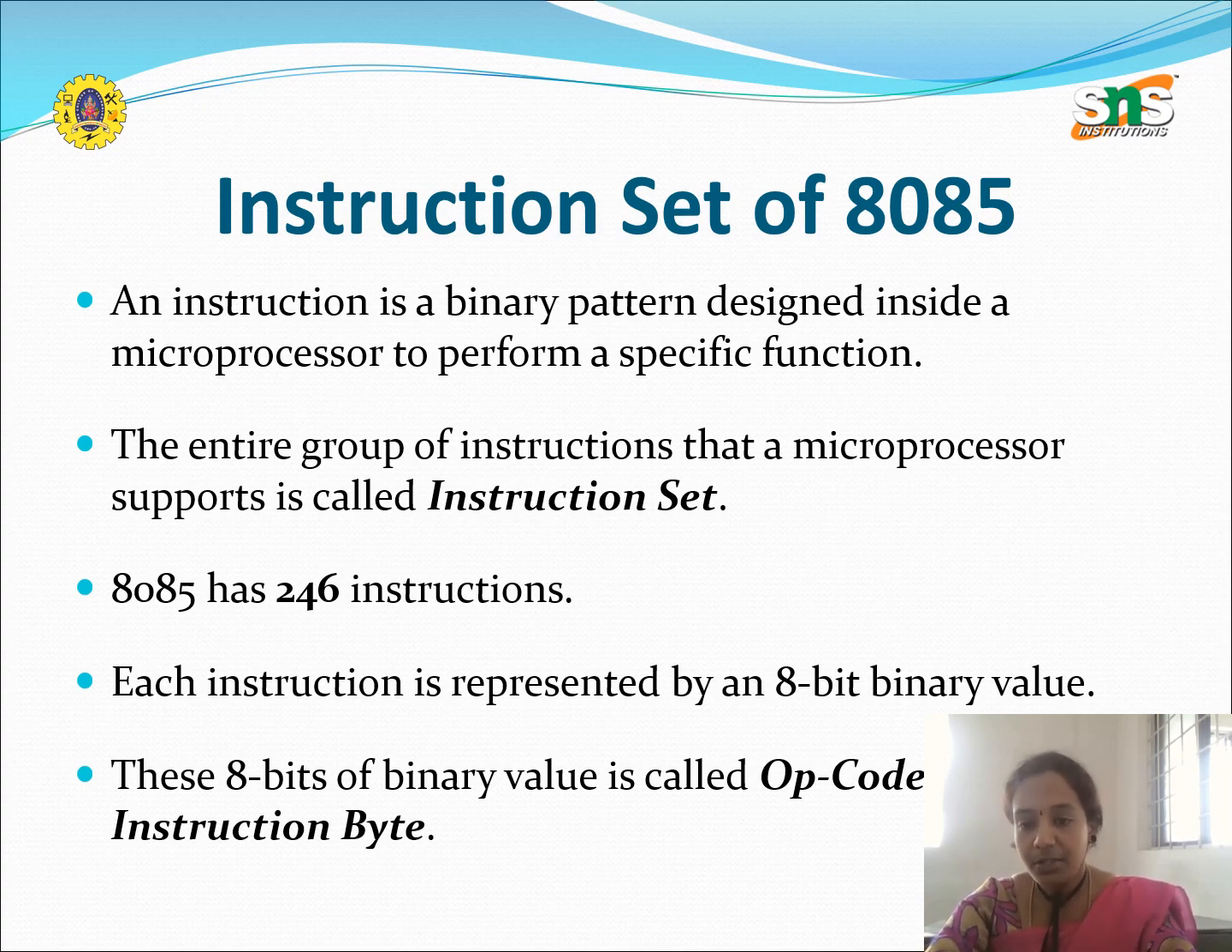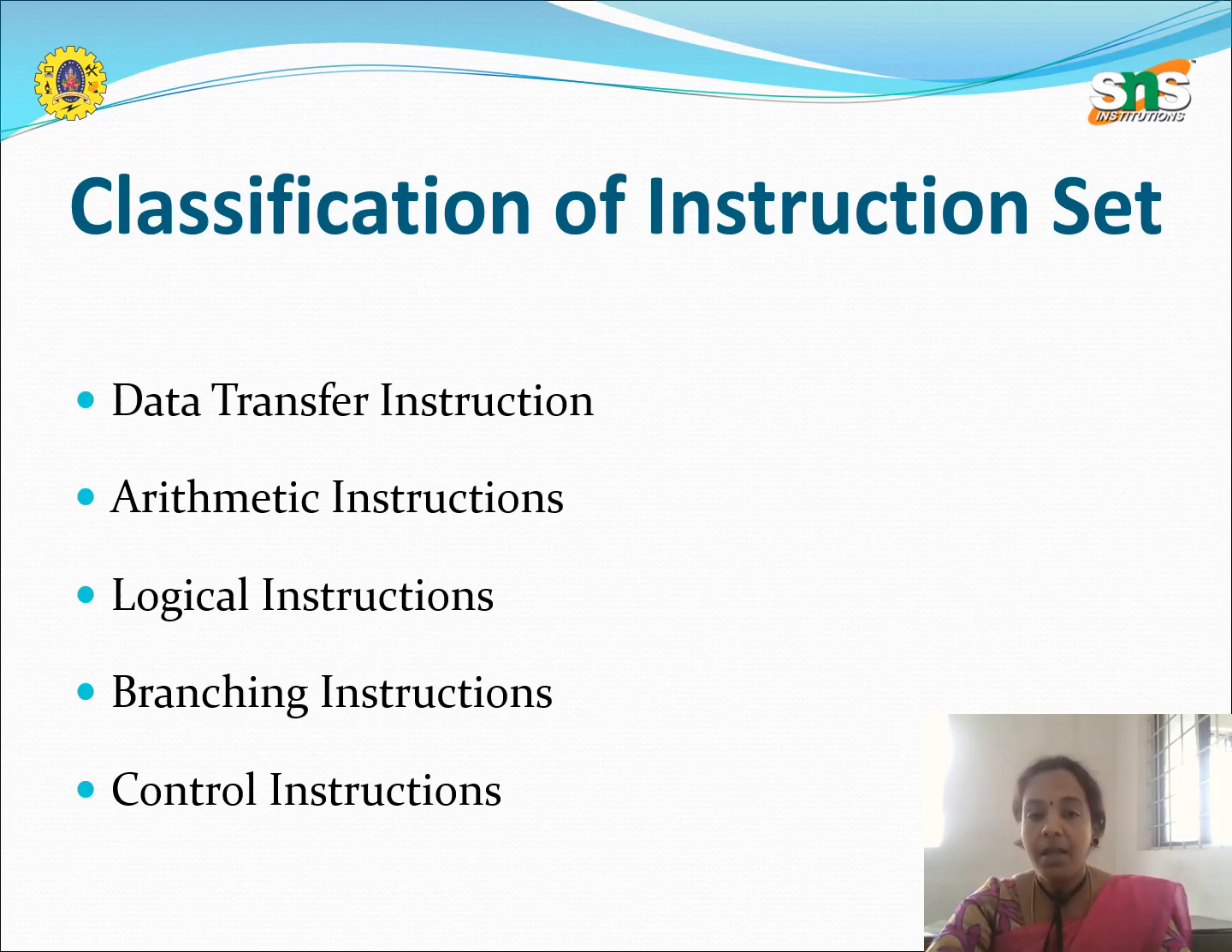So other than this instruction set, if you type any kind of instruction, that will not be executed in the 8085 microprocessor. This 8085 microprocessor has 246 instructions. Each instruction is represented by an 8-bit binary value. The instruction cannot be typed as such; instead, we have an opcode and we have to type the opcode in the 8085 microprocessor.